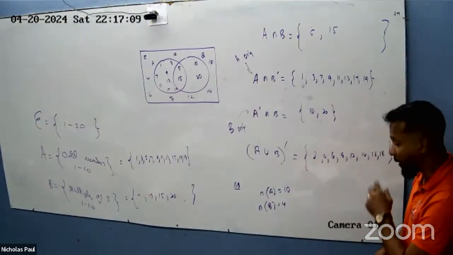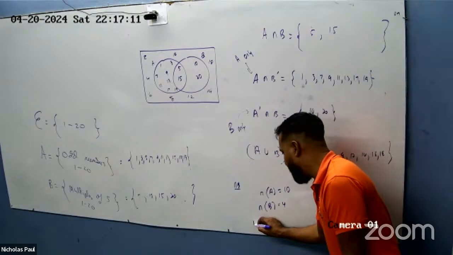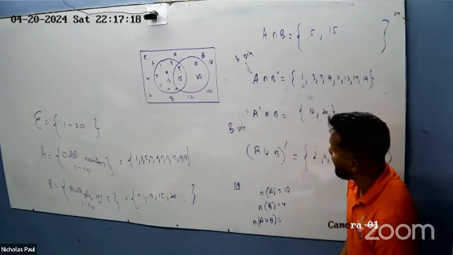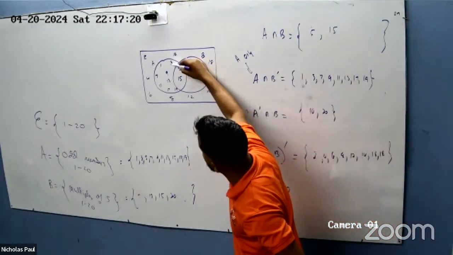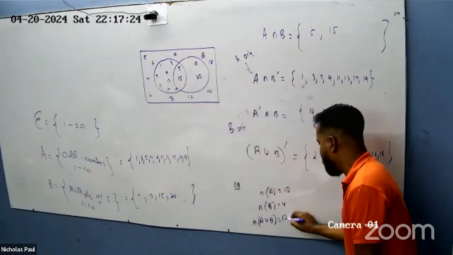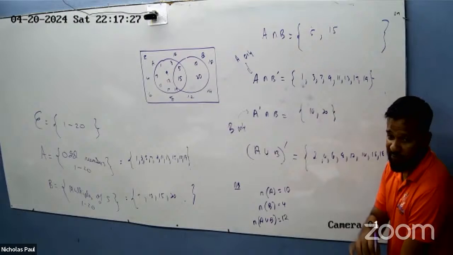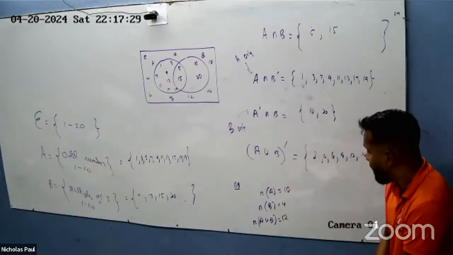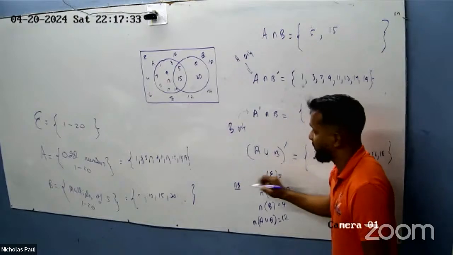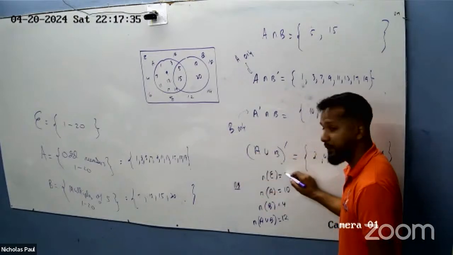They might also tell you the number in A union B, how much is that? 1, 2, 3, 4, 5, 6, 7, 8, 9, 10, 11, 12. So they might give you numbers like this and ask you to figure out everything else. And then they will tell you the number in the universal set is how much? 20, right?